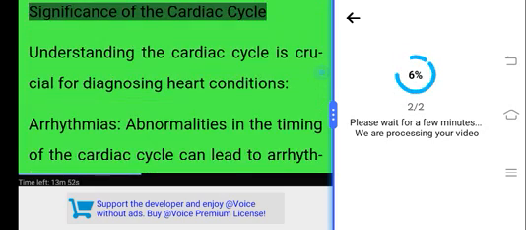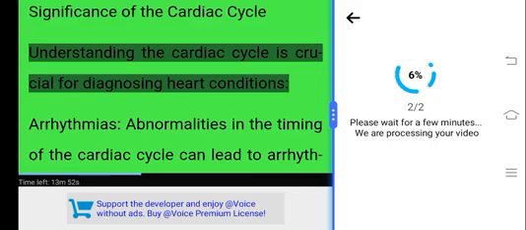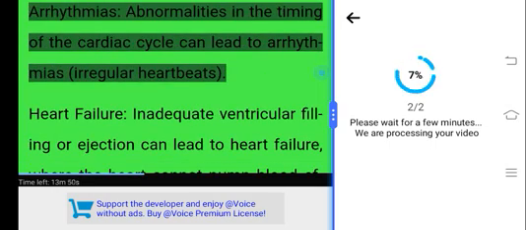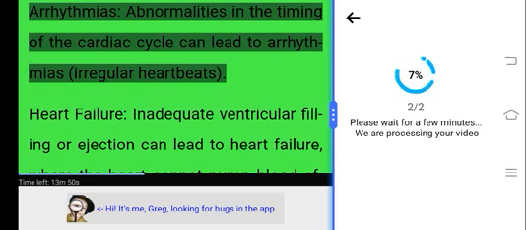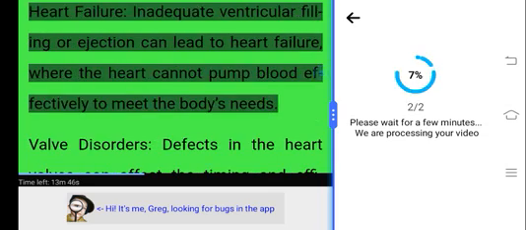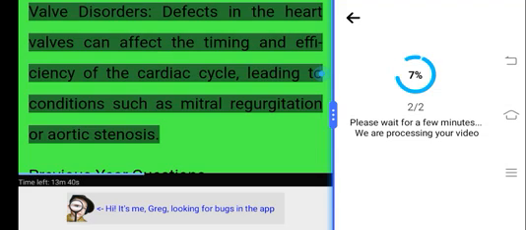Significance of the cardiac cycle. Understanding the cardiac cycle is crucial for diagnosing heart conditions. Arrhythmias: abnormalities in the timing of the cardiac cycle can lead to arrhythmias, or irregular heartbeats. Heart failure: inadequate ventricular filling or ejection can lead to heart failure, where the heart cannot pump blood effectively to meet the body's needs. Valve disorders: defects in the heart valves can affect the timing and efficiency of the cardiac cycle, leading to conditions such as mitral regurgitation or aortic stenosis.